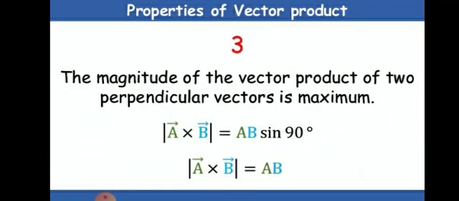The magnitude of the vector product of two perpendicular vectors is maximum. So if the two vectors are perpendicular, that means theta is equal to 90 degrees. Sin 90 value is 1. Therefore, you will get the maximum value when the two vectors are perpendicular to each other. The magnitude of vector A cross vector B is equal to AB sin 90 degree, that is equal to AB.